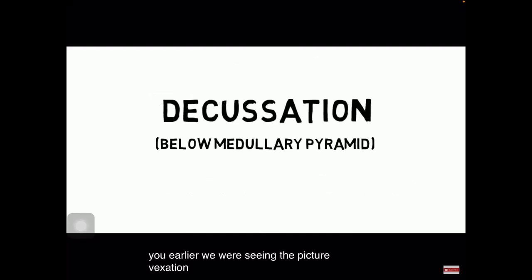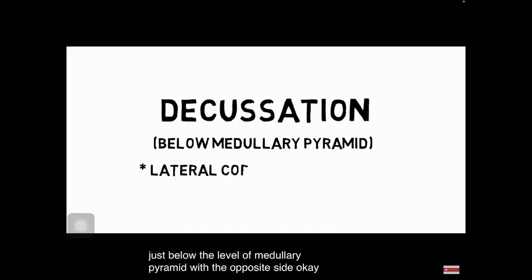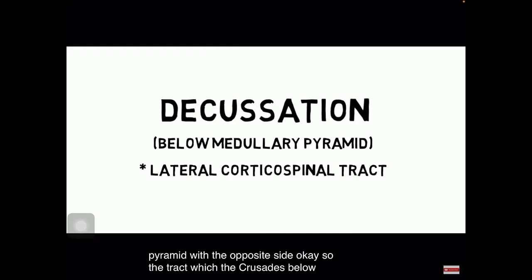As I told earlier when we were seeing the picture, decussation is basically crossing over. We have shown you the blue line, which represents the lateral corticospinal tract, which decussates just below the level of the medullary pyramid to the opposite side. So the tract which decussates below the medullary pyramid is the lateral corticospinal tract. You have to remember this. Now recollect, where does the anterior corticospinal tract decussate? If you remember the picture which we showed you earlier, you got it right. The anterior corticospinal tract decussates at the level of the spinal cord.